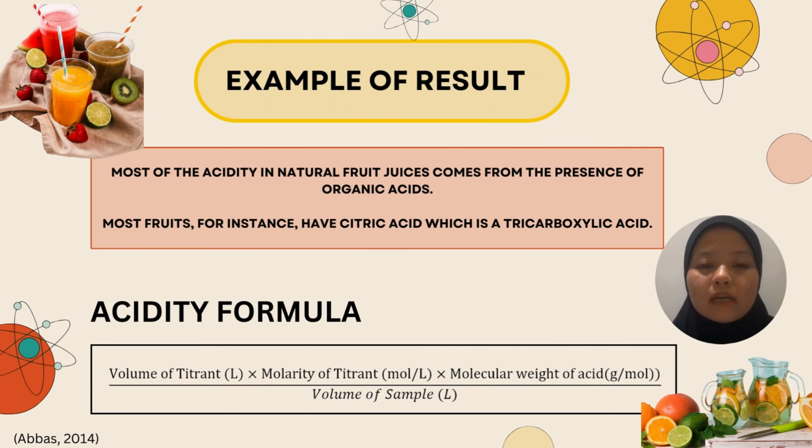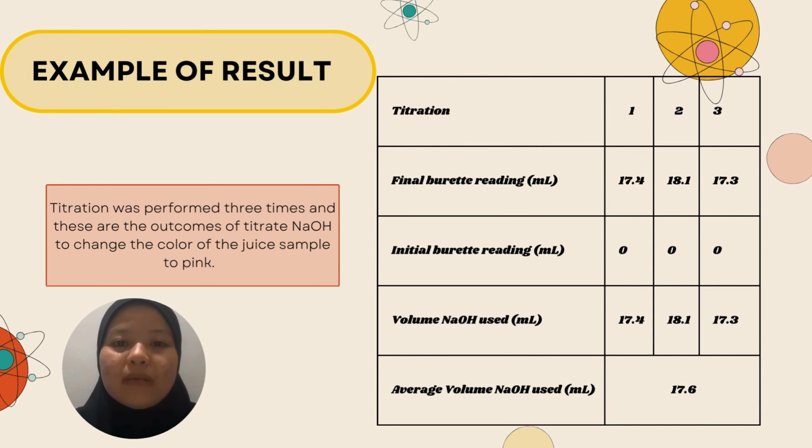I will share with you an example of the result. Most of the acidity in natural fruit juices comes from the presence of organic acids. Most fruits, for instance, have citric acid, which is a tricarboxylic acid. I also provide the formula to use to find the acidity of the juice. The formula for acidity involves multiplying the volume of titrant by the molarity of titrant as well as multiplying by the molecular weight of the acid found in our food, and dividing by the volume of sample. In the titration, we need to titrate the sample at least 3 times to maintain the consistency of the result.